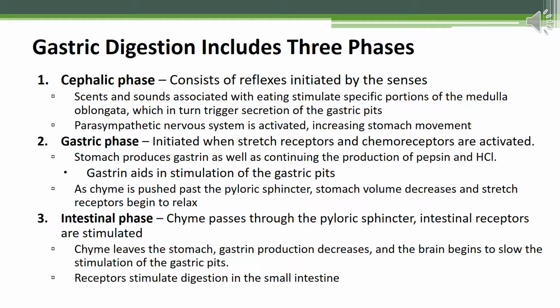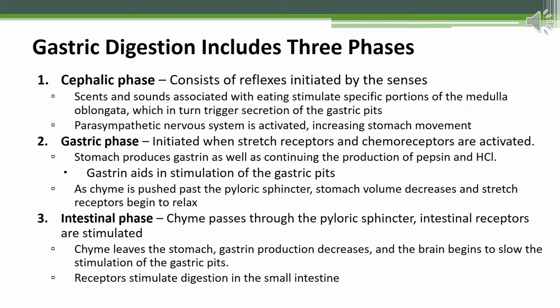The digestive process that the stomach carries out is called gastric digestion, and it occurs in 3 phases. First, there is the cephalic phase, which consists of reflexes initiated by the special senses. Scents and sounds associated with eating stimulate specific portions of the medulla oblongata of the brain, which in turn can trigger secretion of the gastric pits through the aid of hormones. In the cephalic phase of digestion, the parasympathetic nervous system is activated so that we can increase stomach movement.